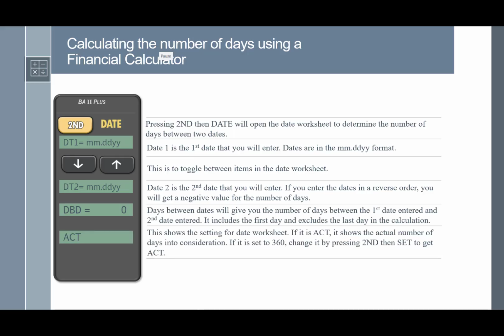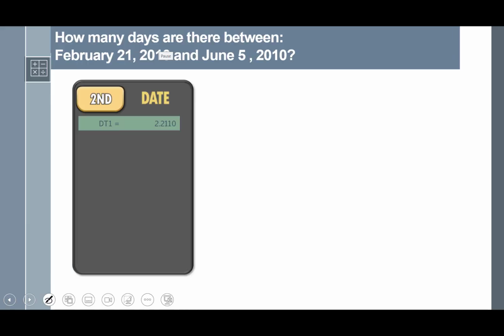Another option is the ACT. This shows that this is the actual number of days into consideration. So there are two options here, either 360, considering the year is 360 days all the time, or the ACT, which considers 365 and leap years and so on. So to change it from 360 to ACT or vice versa, you have to press second, then set. Okay, other than that, this is what we have to do.